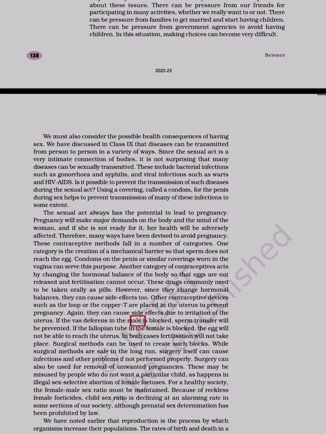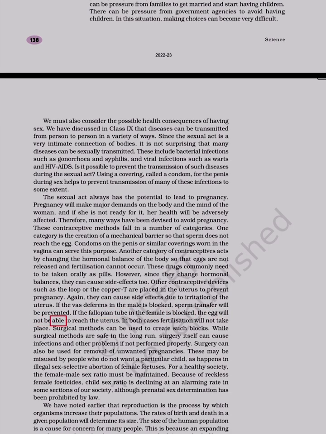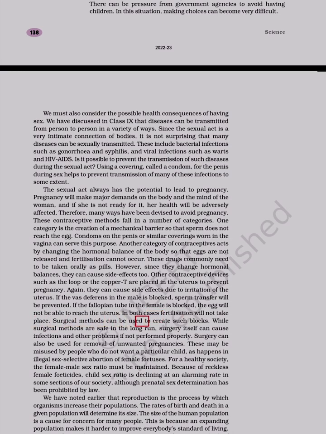If the vas deferens in the male is blocked, sperm transfer will be prevented. If the fallopian tube in the female is blocked, the egg will not be able to reach the uterus. In both cases, fertilization will not take place. Surgical methods can be used to create such blocks.